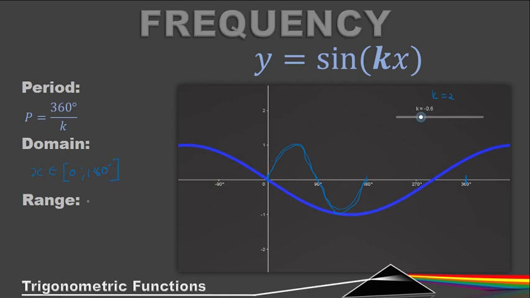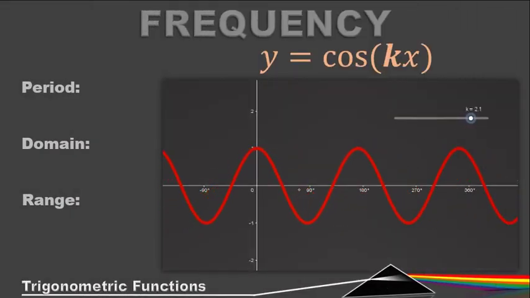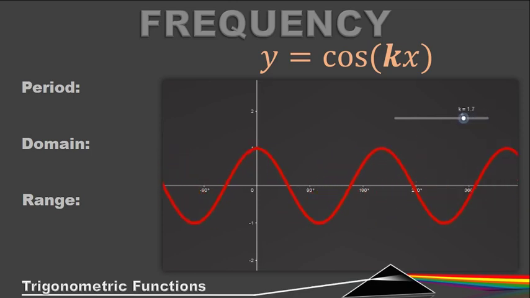And then the range is unaffected. Our range is still from minus 1 up to 1. The frequency does not affect the range. Right, and then here we see how it happens with the cosine graph. It shrinks as k becomes larger, and as k becomes smaller, it stretches it out.